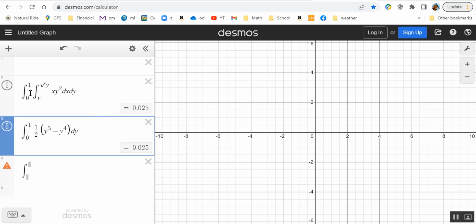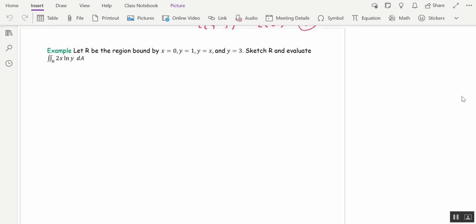And by the way, Desmos does do double integrals, you can see up here, but that won't tell you where you made your mistake. Okay, let's do another one.